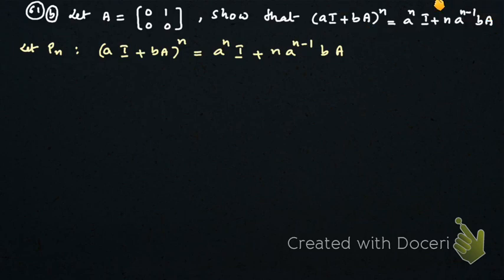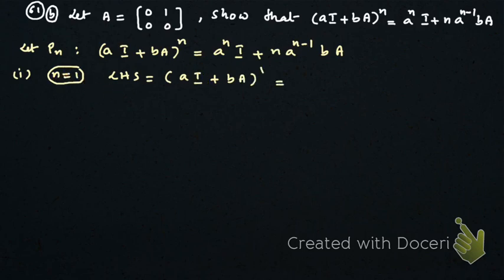First thing is the result to be proved I call as Pn. So I'll say let Pn be this result which is to be proved, where n is any positive integer. And using the principle of mathematical induction, we know that there are 3 different stages. The first stage is to take the value of n as 1 and show that this result is true for n is equal to 1. Which means I should work out what is the LHS when n is equal to 1.